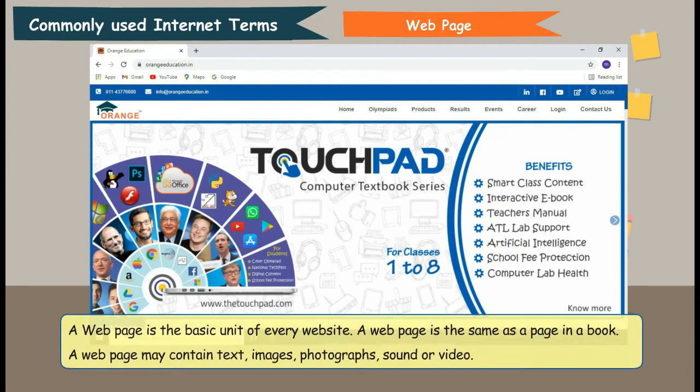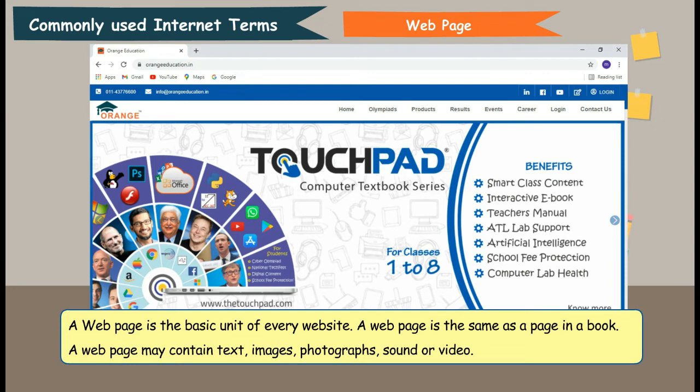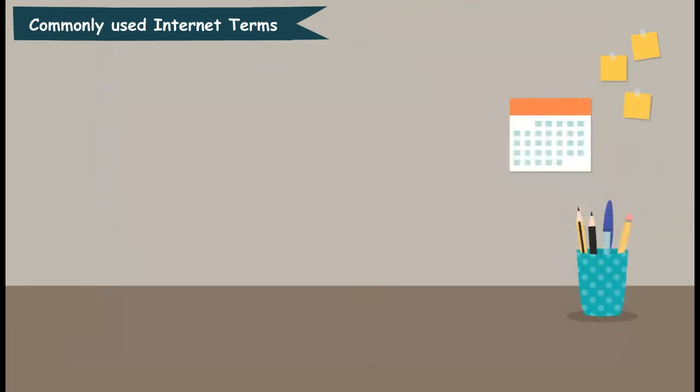Web page. A web page is the basic unit of every website. A web page is the same as a page in a book. A web page may contain text, images, photographs, sound, or video.